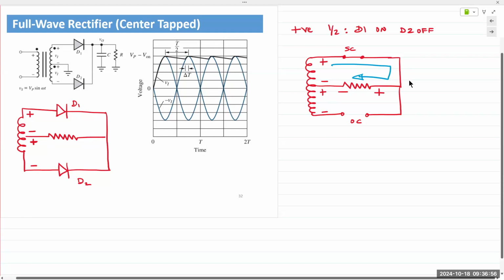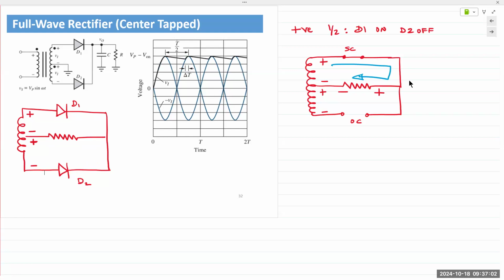All right, any other questions? In the negative half cycle, the exact opposite happens. Now, the polarity is flipped.